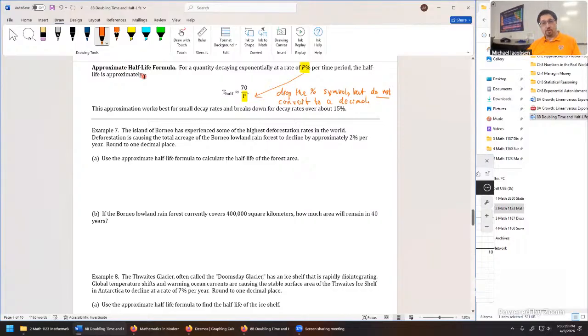This half-life formula also has the same shortcoming. It is an approximation. We're honest right there with the squiggly lines instead of direct equality. It's approximately 70 divided by p. The approximation can fall apart. If it's decaying faster than a rate of 15%, then we have a problem. And so we have to watch out for that scenario there.